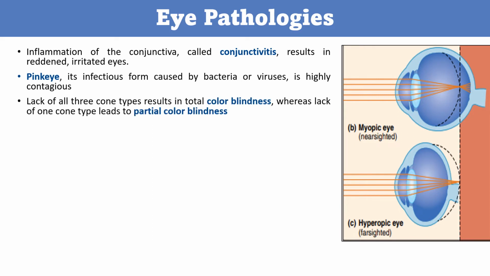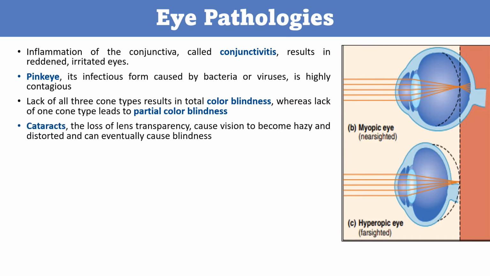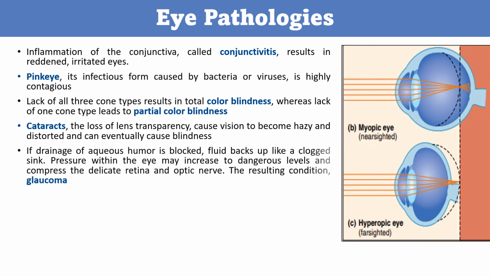Lack of all three cone types results in total color blindness, whereas lack of one cone type leads to partial color blindness. Cataract, the loss of lens transparency, causes vision to become hazy and distorted and can even eventually cause blindness.